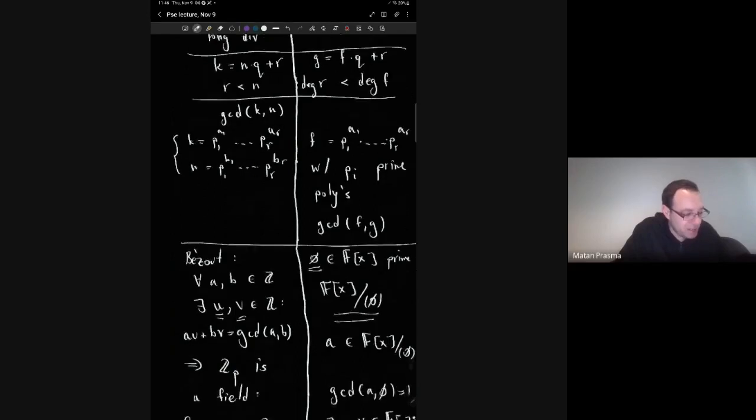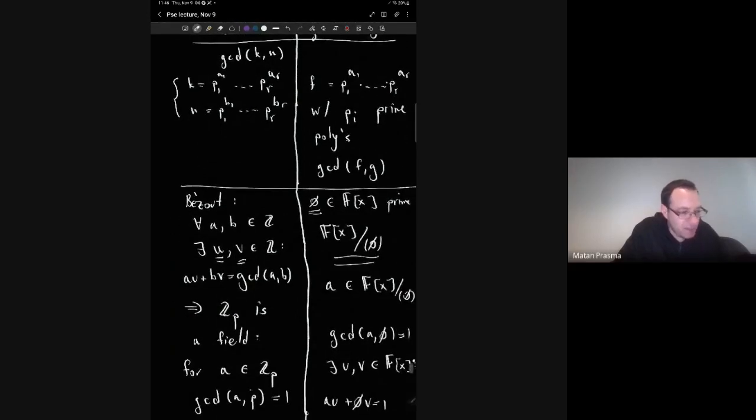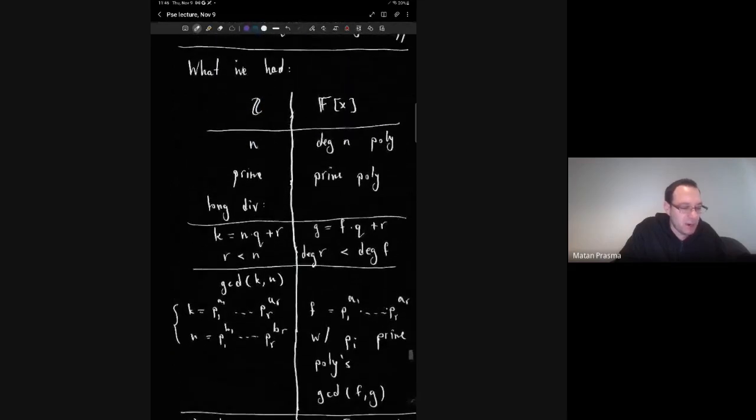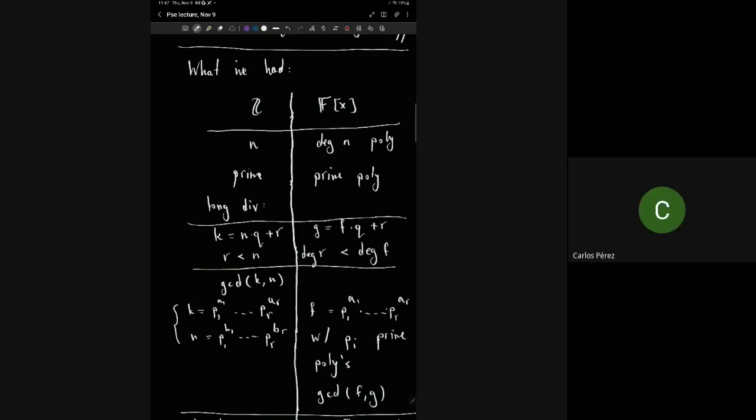We have more steps, mainly regarding the splitting fields, but on this part, is there any point you want more clarification? I think from the reactions of everyone, it was pretty clear. Okay.